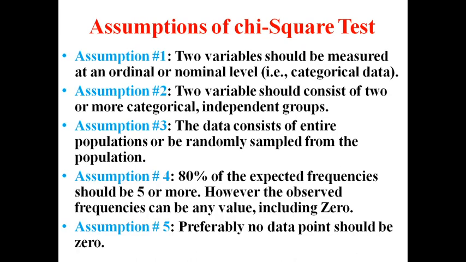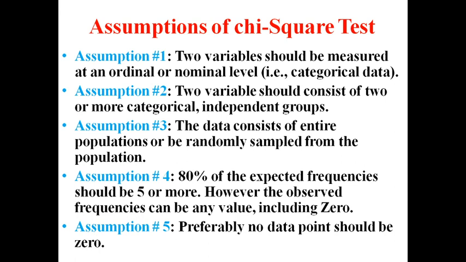Now what are the assumptions required in chi-square test? The first one is that two variables should be measured at an ordinal or nominal level. That is, the data should be categorical for both the variables. So there will be four combinations: nominal-nominal, nominal-ordinal, ordinal-nominal, or ordinal-ordinal. These are the four combinations of data required in chi-square test, because chi-square test is a non-parametric test.